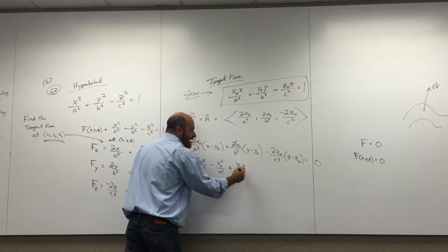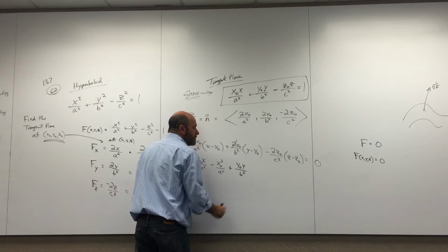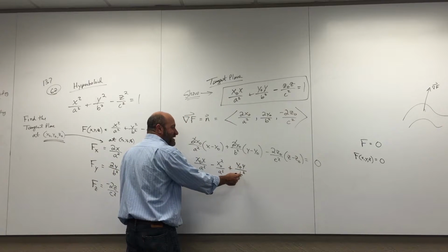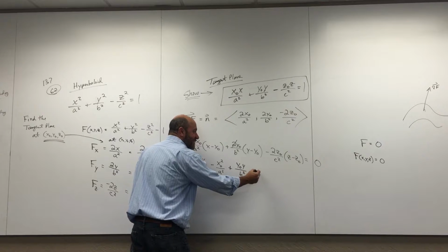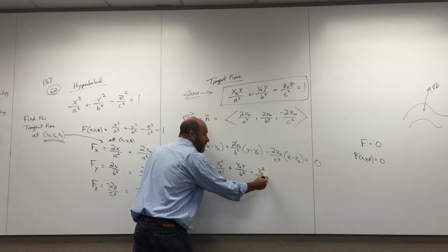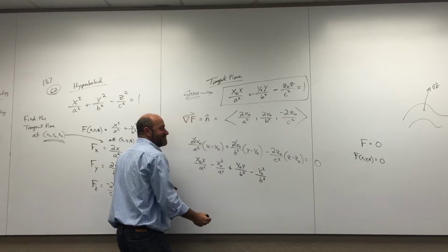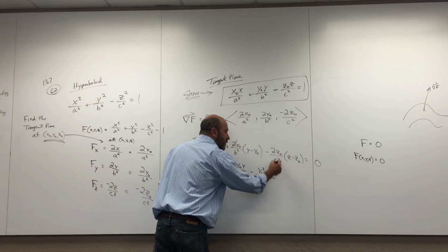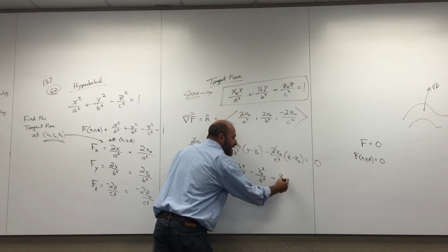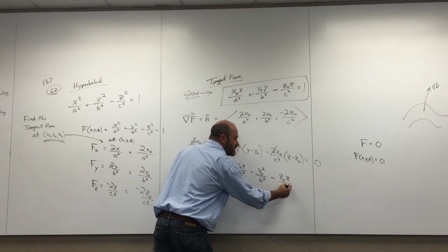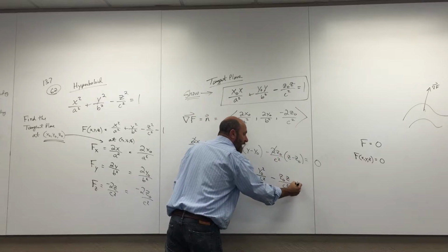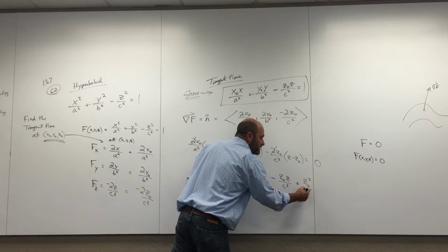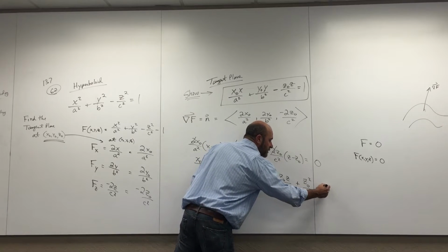Y naught y over b squared minus y naught squared over b squared. Yeah, that's right. Then this is a negative, oh, I canceled the 2. Negative z naught z over c squared, and then when I distribute, it'll be a positive z naught squared over c squared. Equals 0.